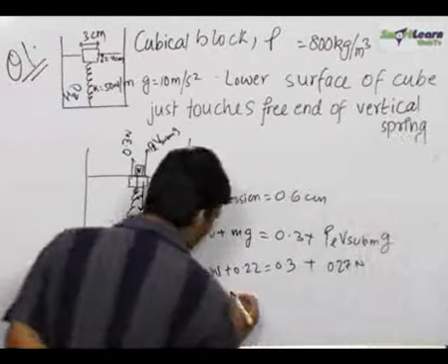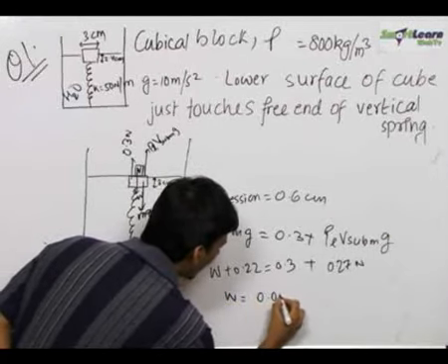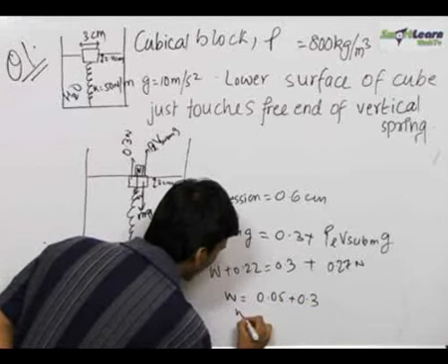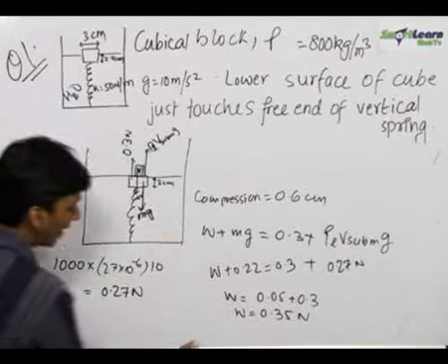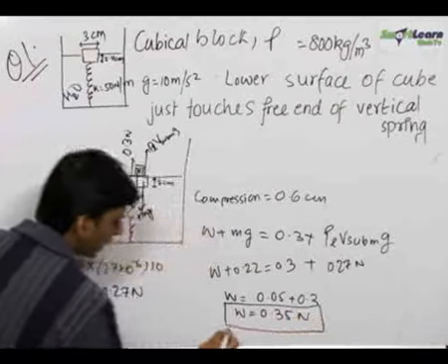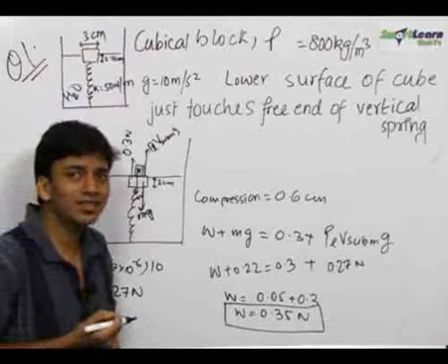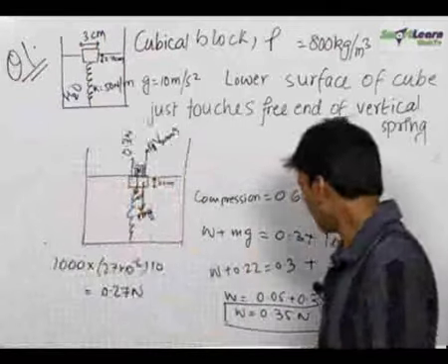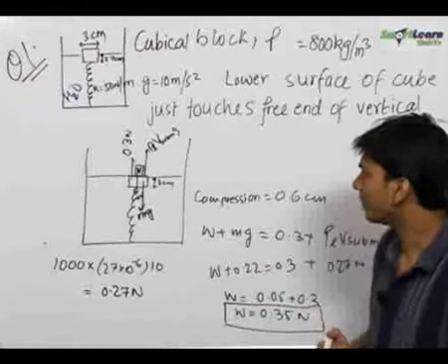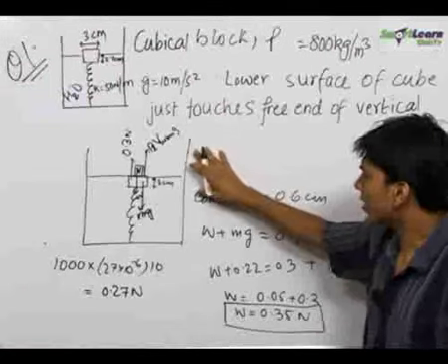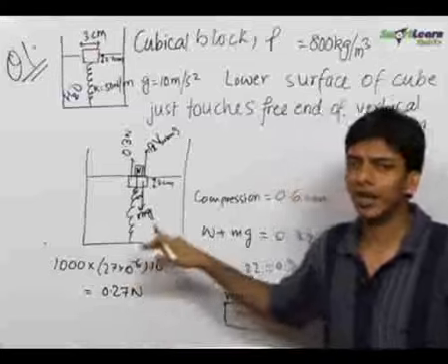So the final answer becomes 0.05 plus 0.3, 0.35 newtons. So the final answer for the maximum weight which can be kept on this block so that it just doesn't sink completely is equal to 0.35 newtons. In this question you should remember the one thing, that the submerged volume of the object can be found by the ratio of the density of the object and the liquid.